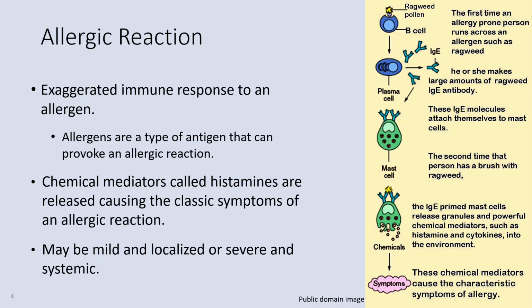Allergens can access the body through skin contact, such as poison ivy, injection from a bee sting, ingestion of foods such as peanuts or a medication like penicillin, and inhalation of pollens and dust.